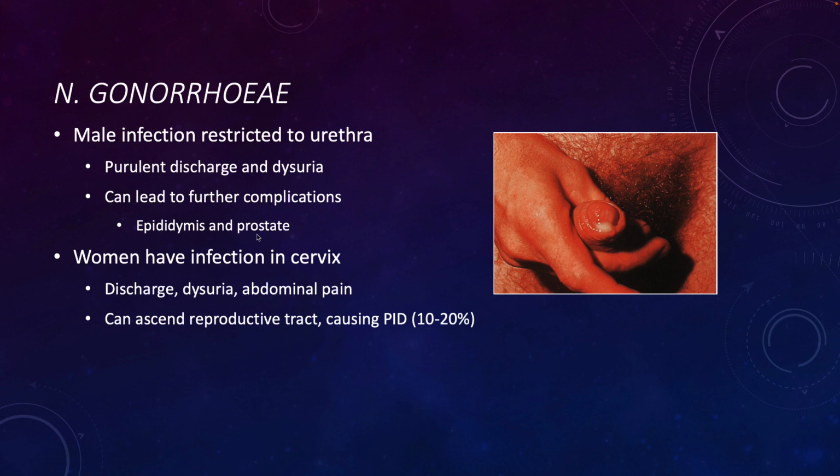This infection can ascend the reproductive tract, so you may remember from the previous slide that it can bind to the fallopian tubes, and it can cause a manifestation of disease called pelvic inflammatory disease. So 10 to 20% of patients could develop this pelvic inflammatory disease, and that can lead to scarring in the fallopian tubes, and that can cause permanent infertility.